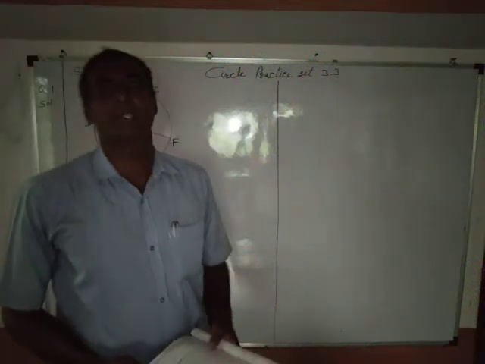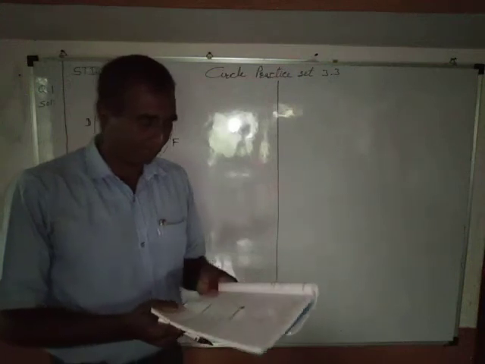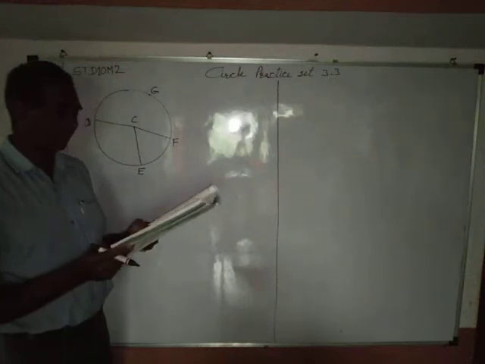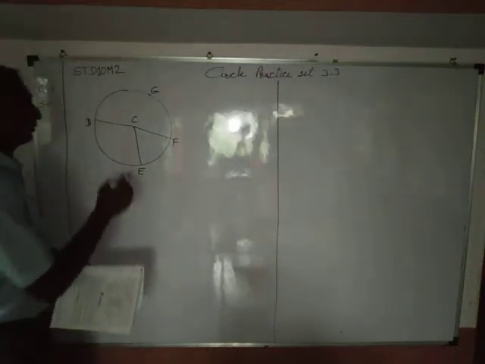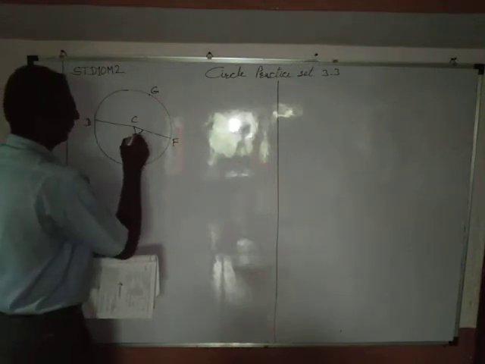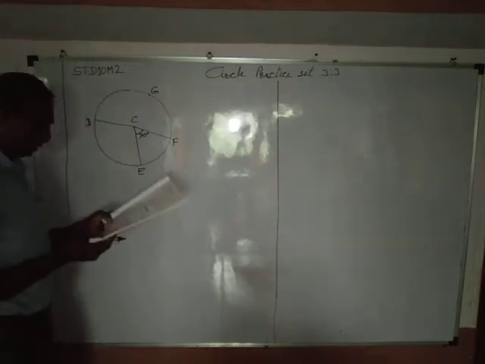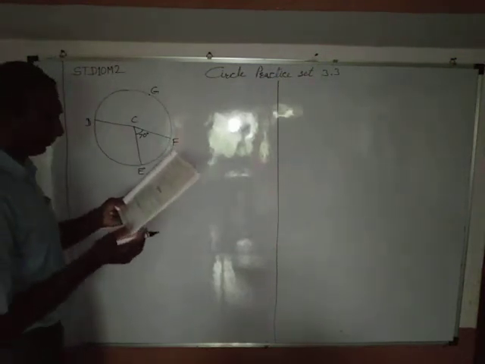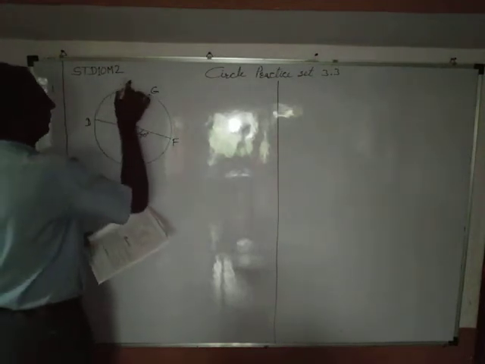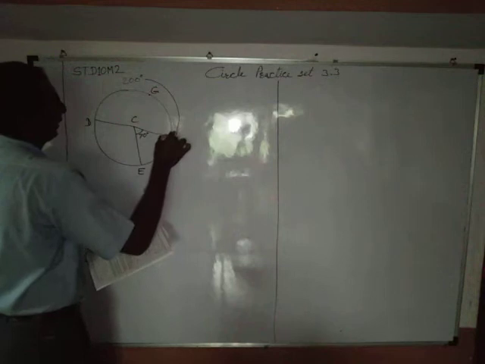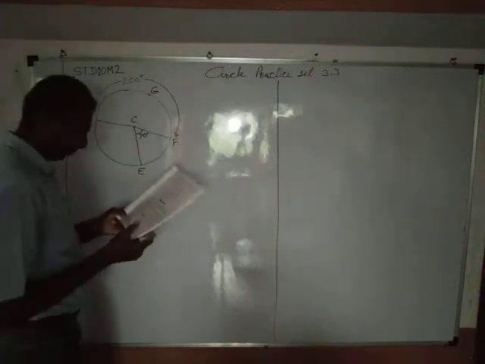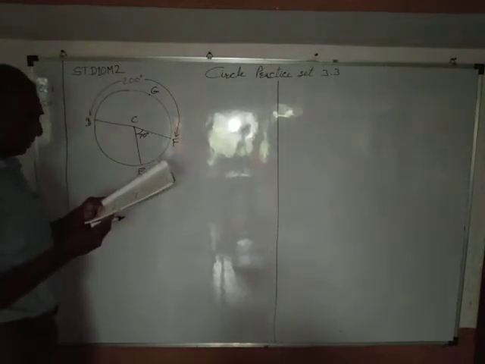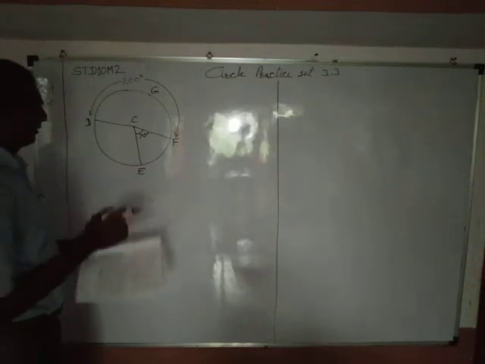Let's solve practice set 3.3. Question first. In the figure, points G, D, E, F are concyclic points of a circle with center C. Angle ECF equals 70 degrees. Measure of arc DGF equals 200 degrees. Find measure of arc DE and measure of arc DEF.